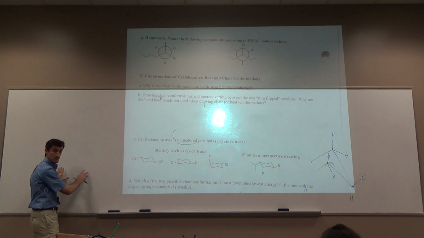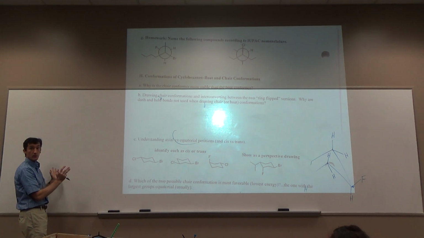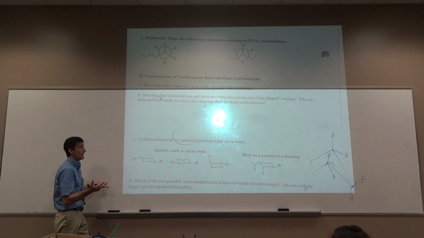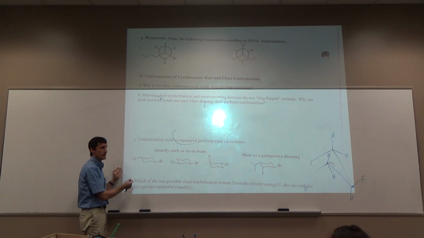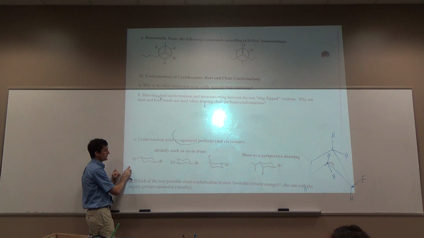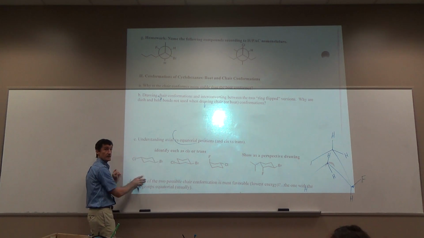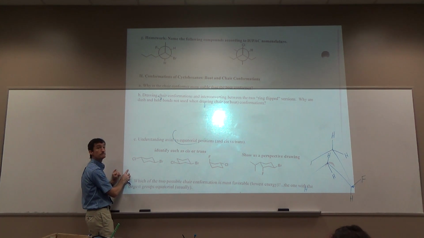Now again, if I drew it as a perspective drawing with a dashed and bold, that would be easy. Well, this is pretty easy too once you get it. It's just a different type of drawing. But cis or trans is identified in this drawing structure. Which is it?